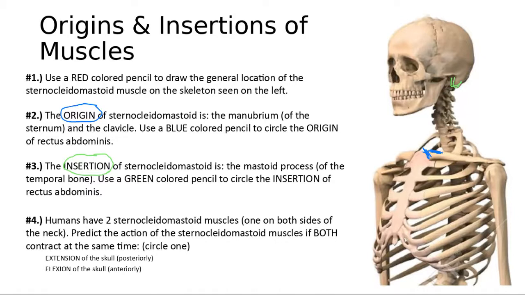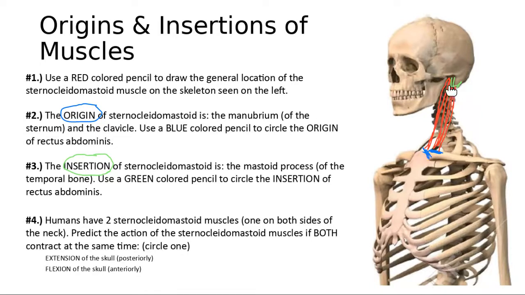Now I get to do my fun connect the dots. So connect my origins to my insertions. Here's my lovely sternocleidomastoid muscle that I just drew here. You told me when a muscle contracts that the insertion moves toward the origin. So I want you on your own body, I promise I'm not spying on you. On your own body, I want you to feel for this mastoid process back behind your ear. And I want you to move that mastoid process toward your sternum. I want you to bring them closer together.